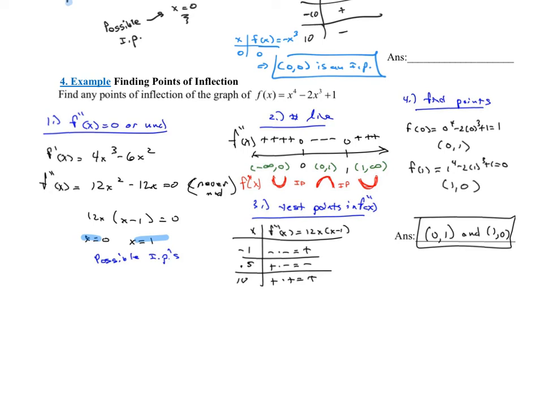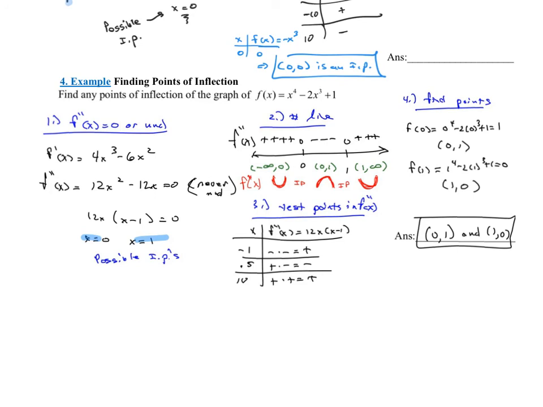Well, first of all, I got to make sure they're in the domain of the original function. Try plugging 0 in, which I did right over here. I got the number 1. Try plugging the number 1 in, which I did over here, and I got the number 0. So it looks like the ordered pairs (0, 1) and (1, 0) are both inflection points because at those points, the second derivative changes from positive to negative at the first one and negative to positive at the second one.